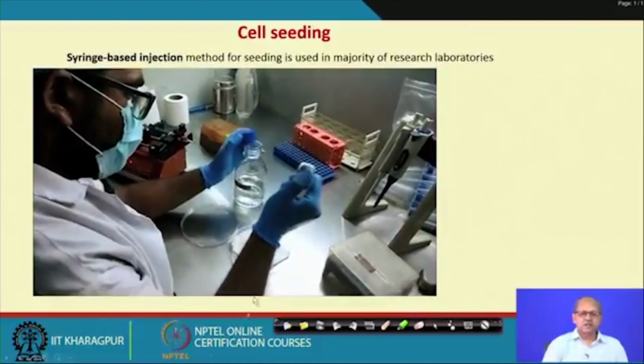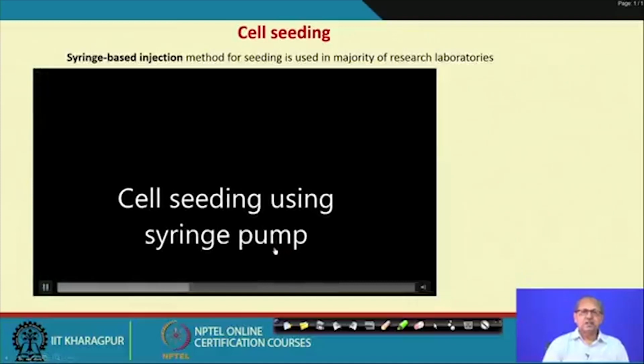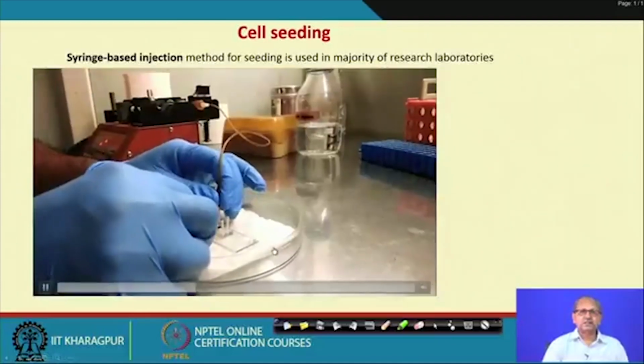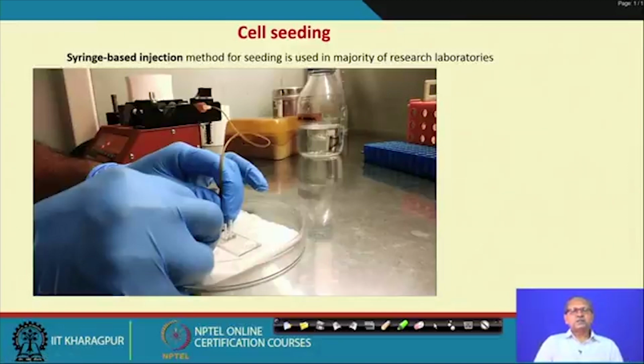by which the surrounding tissue paper is wet. Then we are starting the cell seeding. In the cell seeding, initially we have to pass phosphate buffered saline through the syringe pump, so that no bubble will be entrapped inside the fluidic channel, and you should be careful about that.